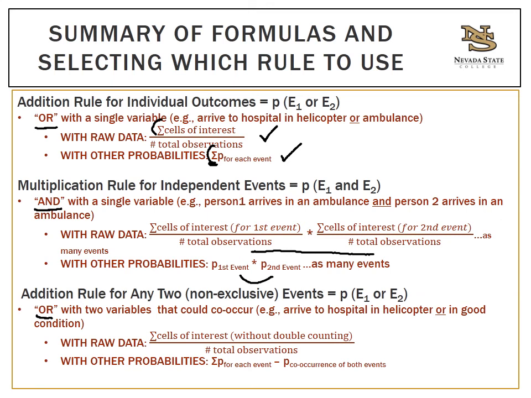Now, if you have 2 variables, but you see the word "or": whereas here we have 1 variable and we see "or," here we have 2 variables and we see the word "or." You're using the addition rule for any 2 non-exclusive events. So this is a situation where 2 variables could co-occur, but they don't necessarily have to. Look at that probability: arriving to the hospital in a helicopter or in good condition. We've got arrival method, we've got condition, and we've got an "or" situation. So here, remember, you want to just count the numbers in the cells of the rows of interest without double counting. Or if you're using a story problem, you add up all the probabilities for each event individually and then subtract the co-occurrence of those things happening together.